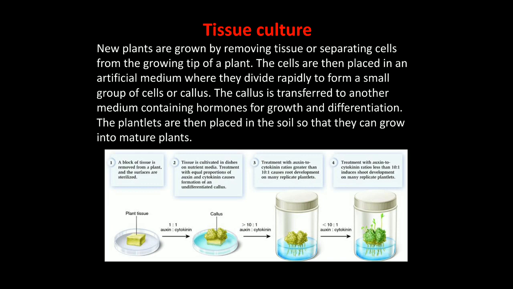New plants are grown by removing tissue or separating cells from the growing tip of a plant. The cells are then placed in an artificial medium where they divide rapidly to form a small group of cells or callus. The callus is transferred to another medium containing hormones for growth and differentiation. The plantlets are then placed in the soil so that they can grow into mature plants.